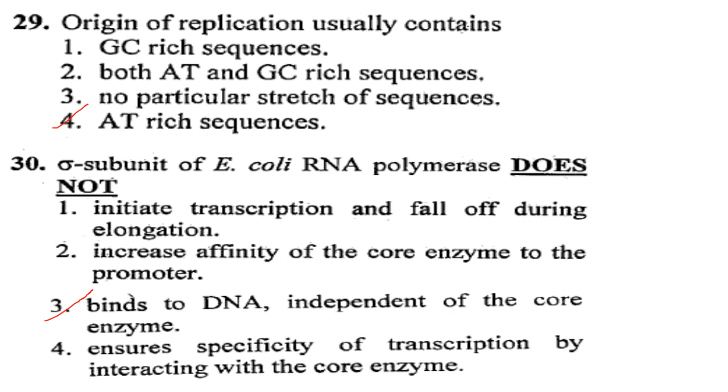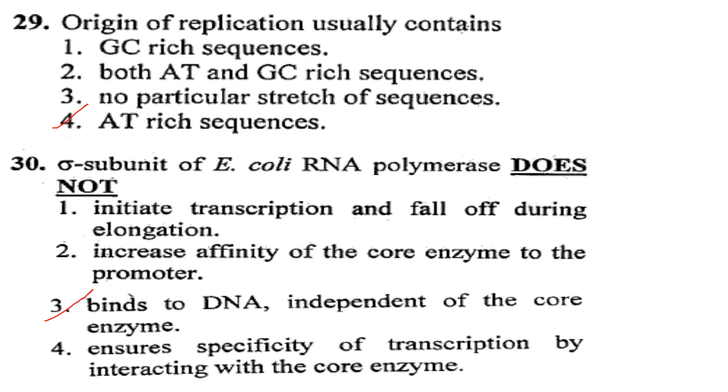Then next one. Origin of replication usually contain AT rich sequences. Why? Because if GC rich sequences are present, they will not be broken down easily, because it is easier to break 2 hydrogen bonds than 3 hydrogen bonds.